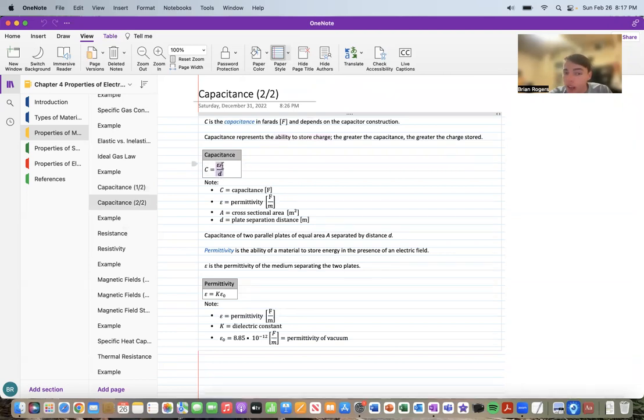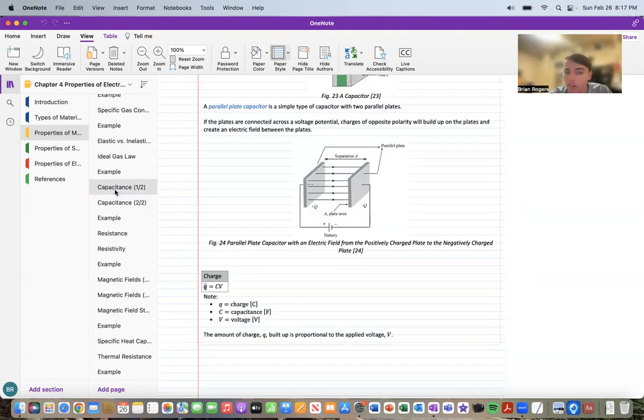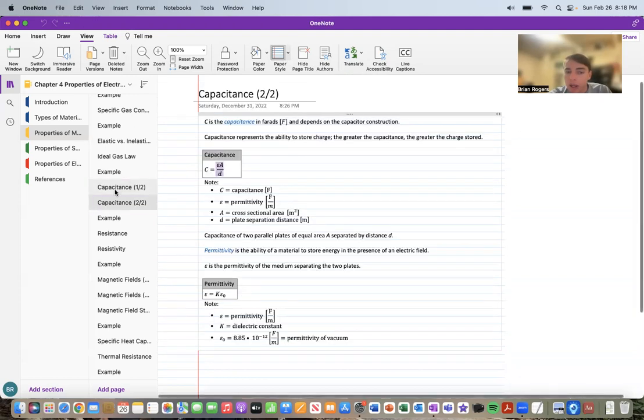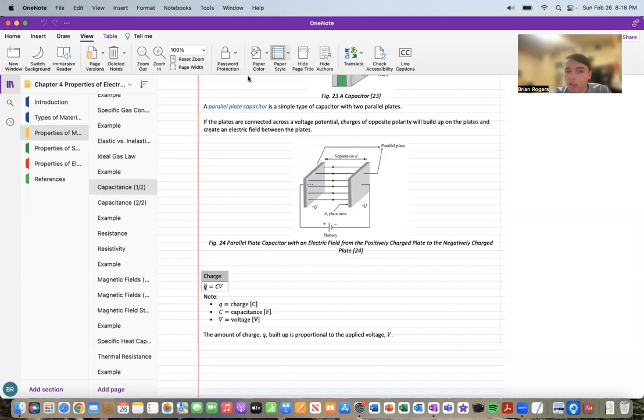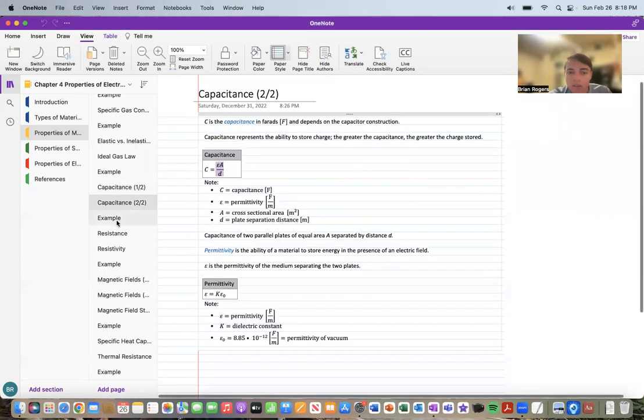Or if you increase the area of the plate, so if you increase this plate area here, so you get a larger plate, you're going to get more capacitance because more charge can then build up on those plates. There's now more room for the charge to build up between these two plates because there's more space for charges to accumulate on. So those are just ways to increase the capacitance of your device.